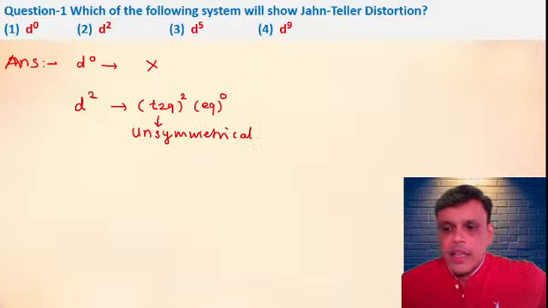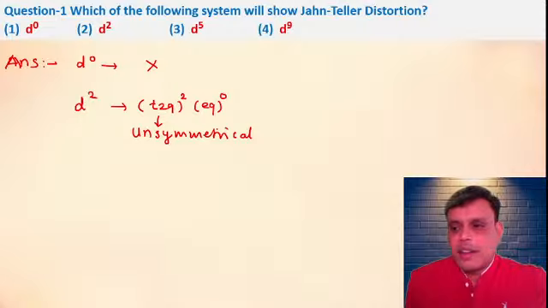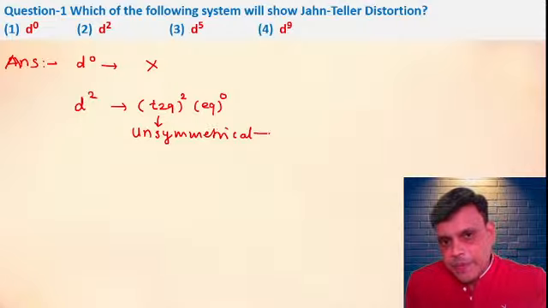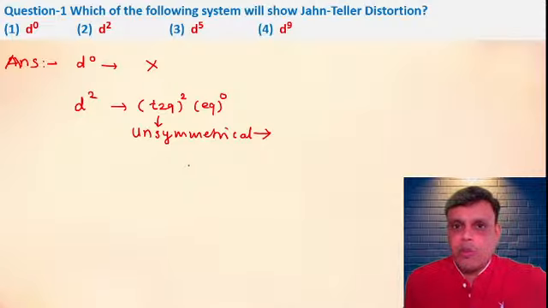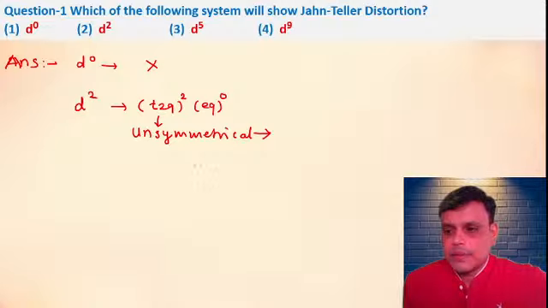Correct. Komal, Tanusha are saying unsymmetrical. If it is unsymmetrical filling, will this system show Jahn-Teller distortion or not? Tell me. Will it show Jahn-Teller distortion? Yes or no? Will it or won't it? It is unsymmetrical filling.